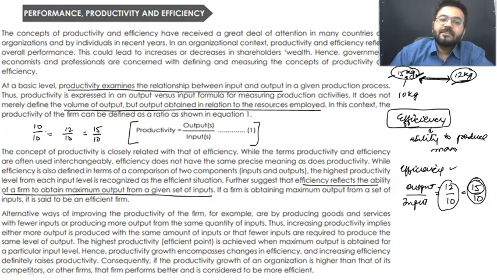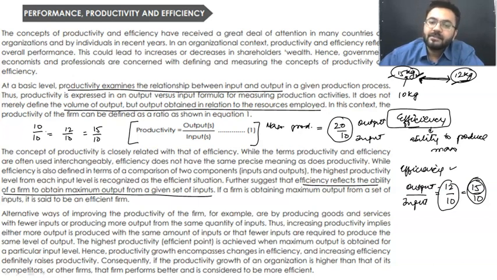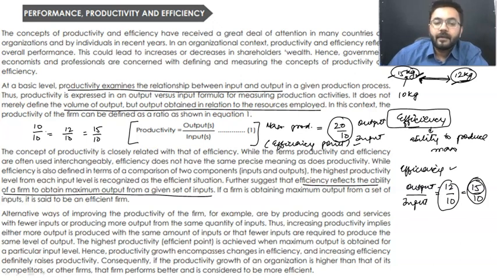Sir, how much is the maximum which can be achieved? Let's say from 10 units, maximum 20 units can be produced. So this is my highest productivity. The highest productivity point is the efficiency point. So this is maximum production. 20 is going to be my output and 10 is my input. In this situation, this is my efficiency point. So the highest productivity or the efficiency point is achieved when maximum output is obtained at a particular input level.